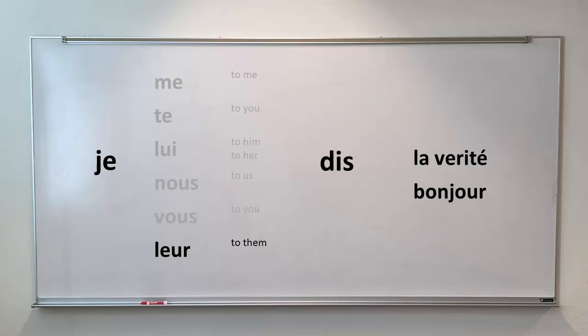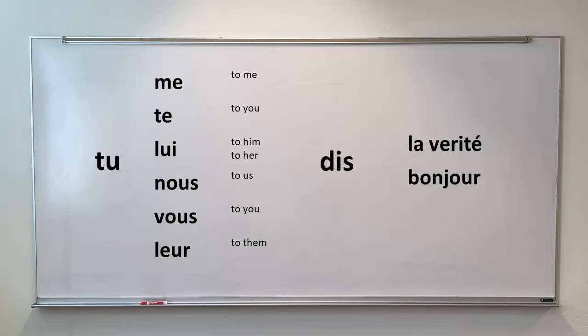Let's try a different one here. Je leur dis la vérité. I tell them the truth. Or je leur dis bonjour. I say hello to them. How about a different subject pronoun? Tu dis, you say or you tell. Tu me dis la vérité. You tell the truth to me. Tu me dis bonjour. You say hello to me.